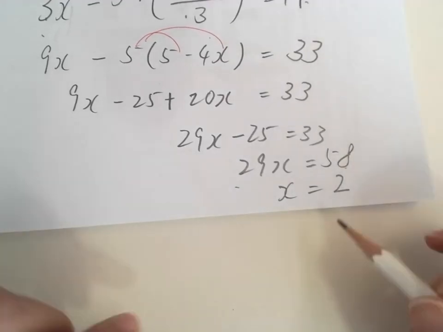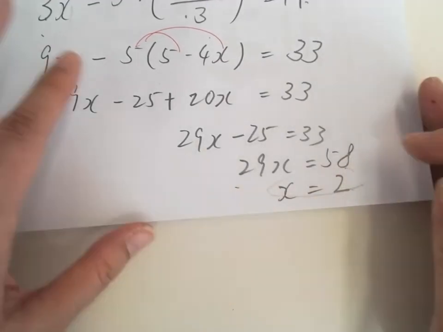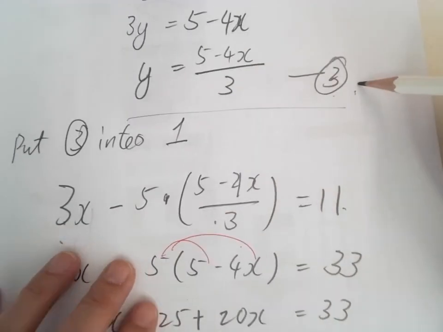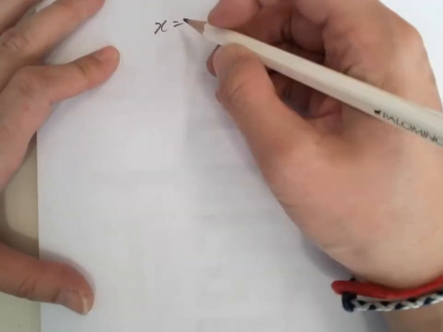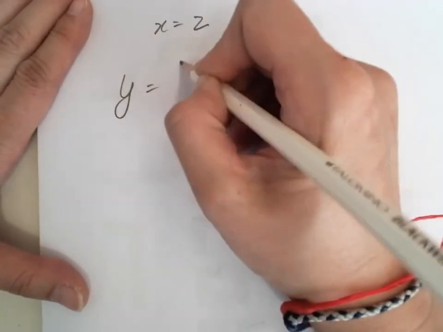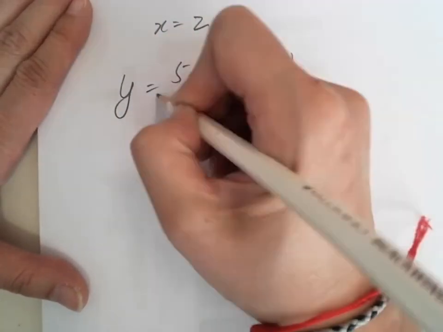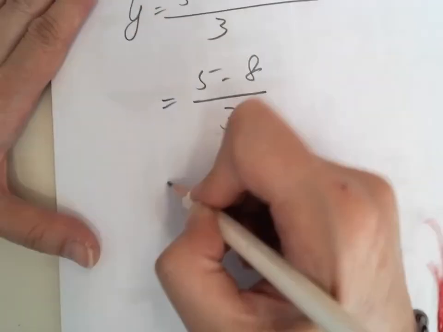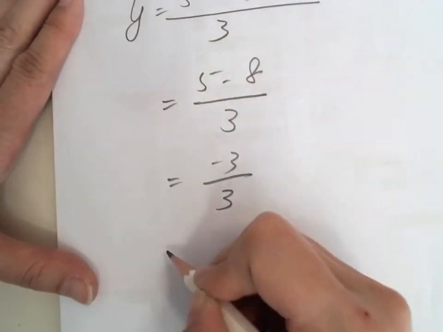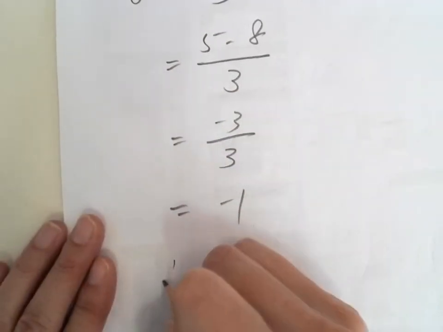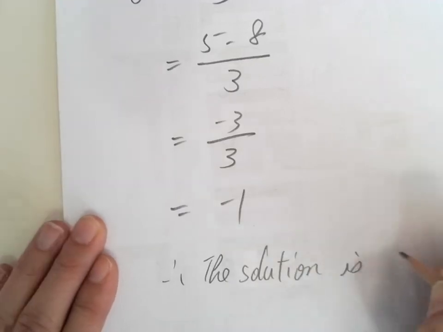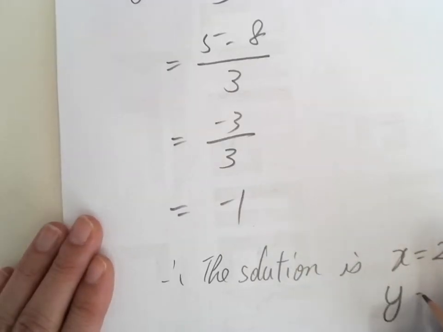Sorry, it's not finished yet because we need to find y. So we found x, I put it back into this equation because that's the equation 3 we deduced. So we have x equals 2 and y will be equal to 5 minus 4 times 2 divided by 3. So we have 5 minus 8 divided by 3. I got negative 3 divided by 3 equals negative 1. Therefore, the solution is x equals 2 and y equals negative 1.